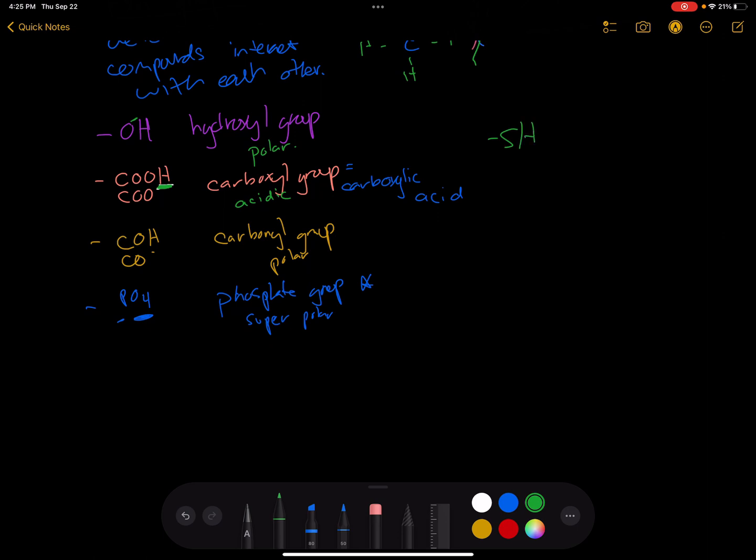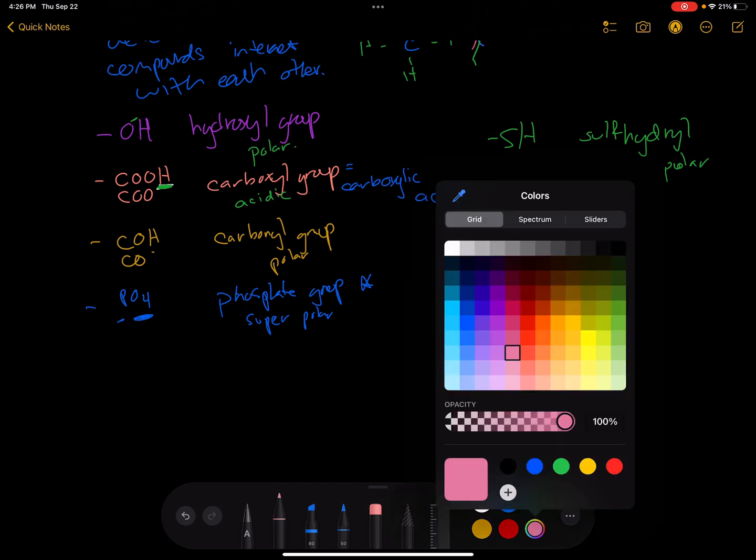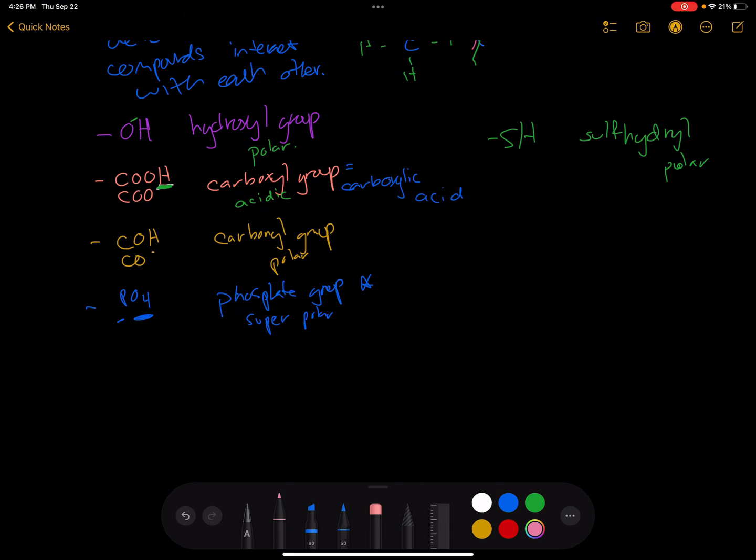The next one would be SH. This is sulfhydryl. And sulfhydryl, again, is going to be pretty polar because of where sulfur is. My next group after hydroxyl, carboxyl, carbonyl, phosphate, sulfhydryl is a really, really important one, NH2. NH2 is an amine group, right? And amine will mean a lot to us later when we start talking about amino acids. Again, it's negative, so we could classify it as polar as well.